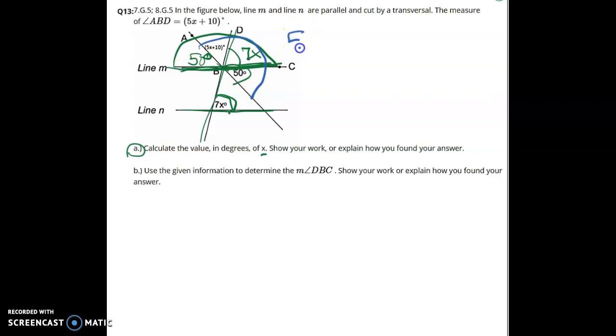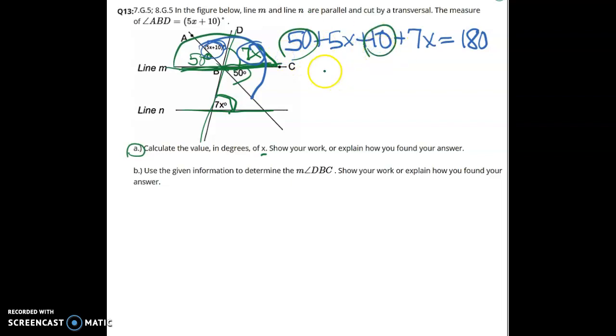But I now know that that 50-degree angle plus this angle, 5x plus 10, plus that 7x I filled in, all have to equal a straight line, which is 180 degrees. From here, let me go ahead and combine my terms. So I have 50 and 10, which is going to give me 60. On this other side, I'll still have that 180. I'm going to combine my 5x and my 7x, which is going to give me positive 12x.